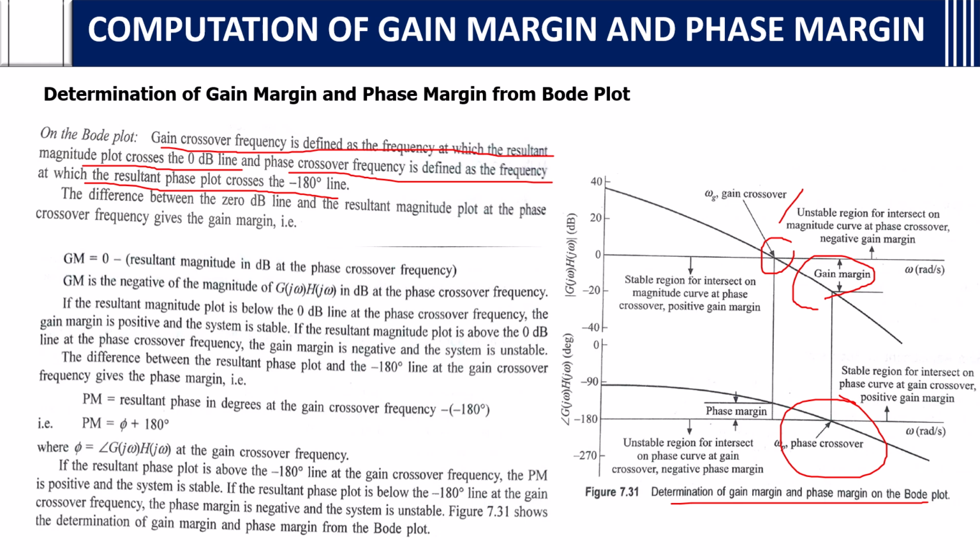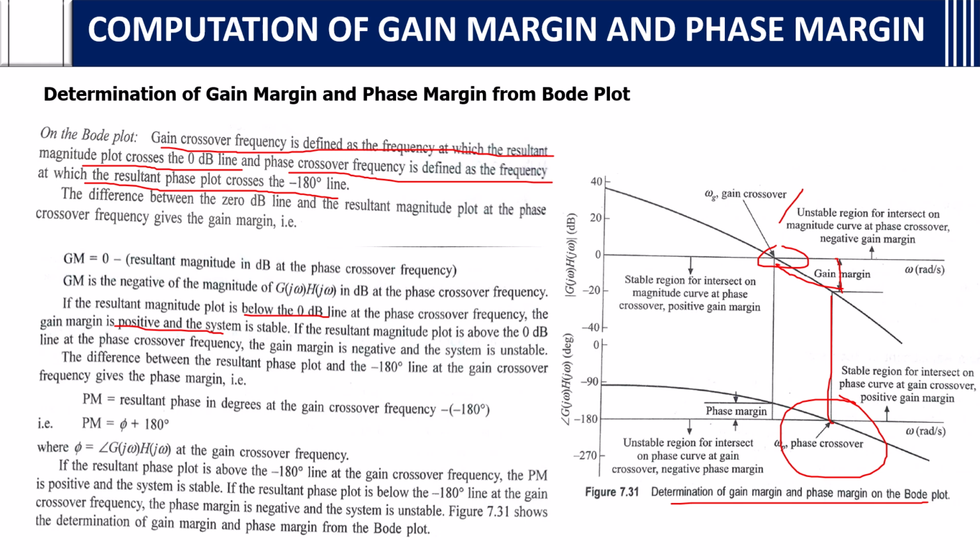See, the gain margin is the difference between the 0 dB line and the magnitude at the phase crossover frequency. If you draw a line, this difference is called the gain margin. Gain margin is the negative of the magnitude of G of j omega into H of j omega in dB at the phase crossover frequency. If the magnitude plot is below the 0 dB line at the phase crossover frequency, the gain margin is positive and the system is stable.